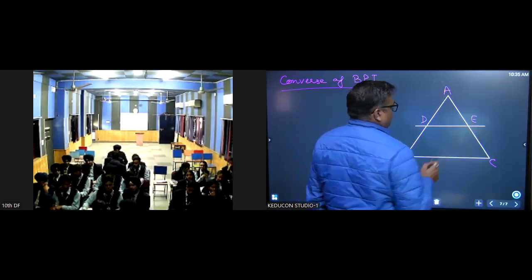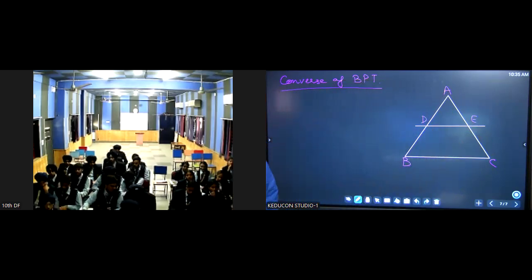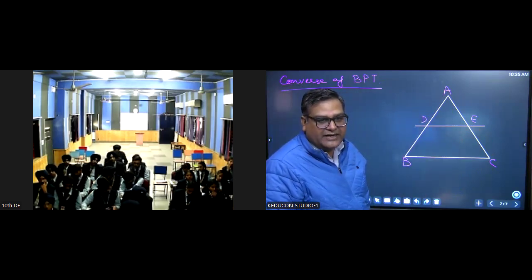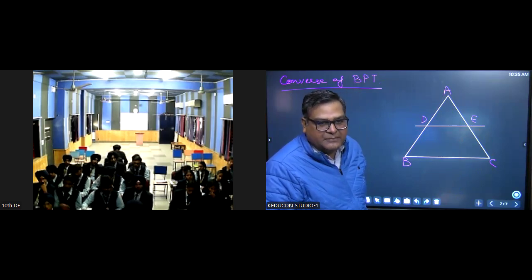Talking bachcho, no talking. Now in BPT it was given that DE is parallel to BC. Then prove that AD upon DB is equal to AE upon EC.